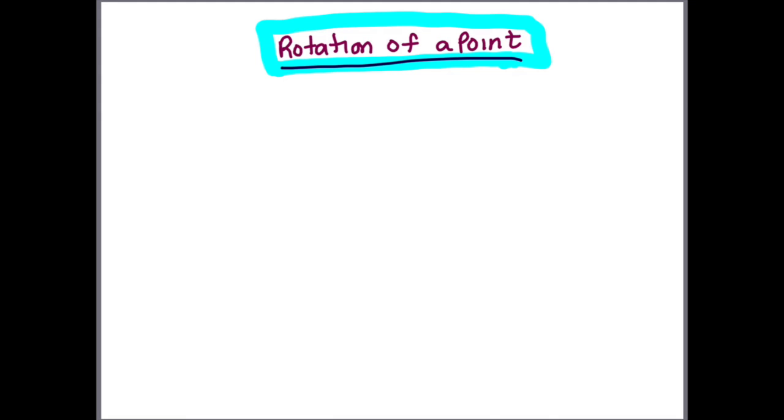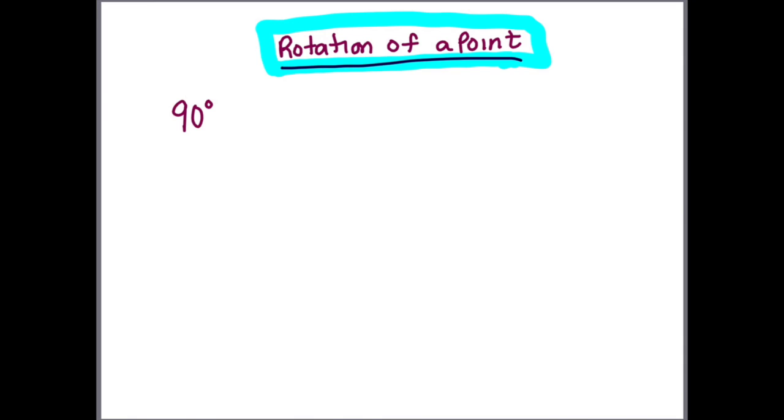Everyone. So in this mini lesson, what we are going to be talking about is rotations, rotation of a point. Today we are focusing only on the 90-degree rotation.